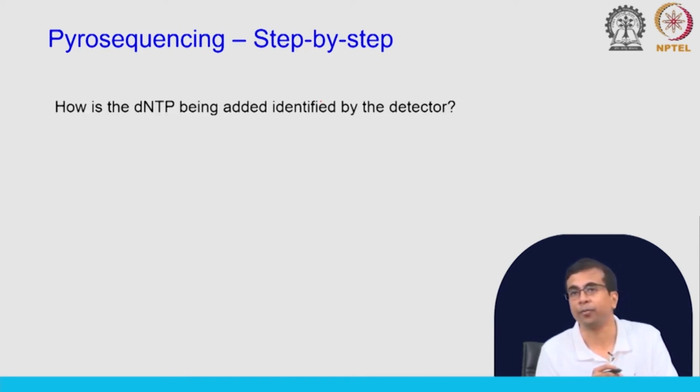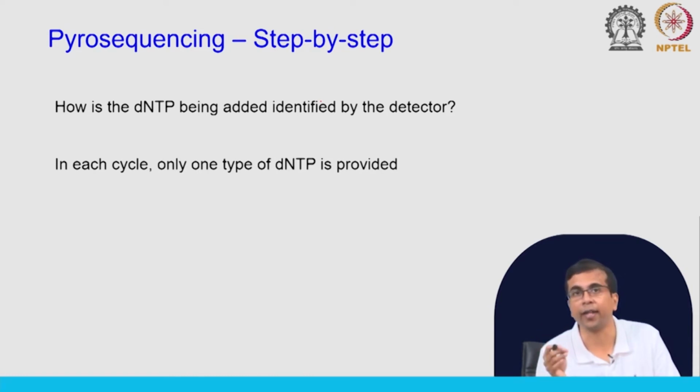So, one of the questions that you might have is, how do you actually identify which dNTP is being added, whether it is A, G, T or C? How does the detector actually identify that? So, what we do is we add these dNTPs one by one. We do not add all 4 together. We start with one, then wash away that one, then we add the next one, wash away that one, then add the next one, and so on. So, this happens one after another.